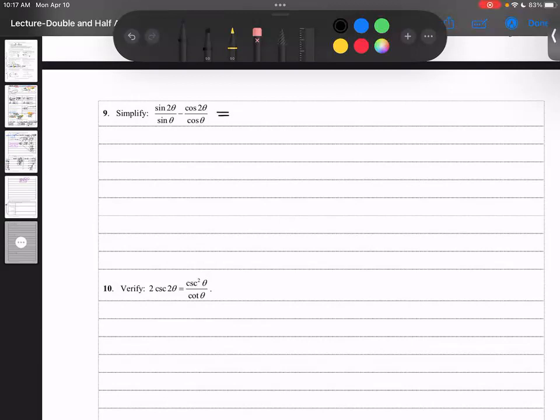We are on double angle formula. Can I use the double angle formula for the top? Can someone tell me what they're equal to? Just say it out loud. You remember it when you say it out loud. And then rewrite at the bottom. Same thing for the second one.